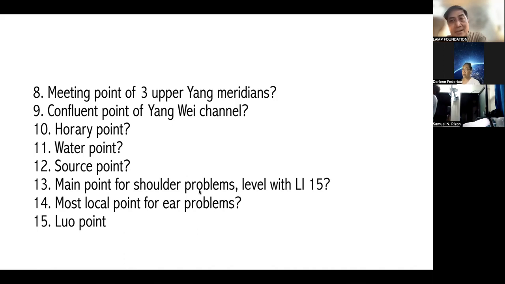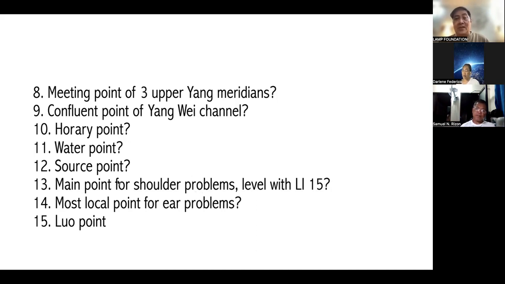Luo point, connecting point. Ibig sabihin, if you needle this point, you're actually affecting the main, the interiorly exteriorly related organ. So ibig sabihin, you also affect the pericardium.